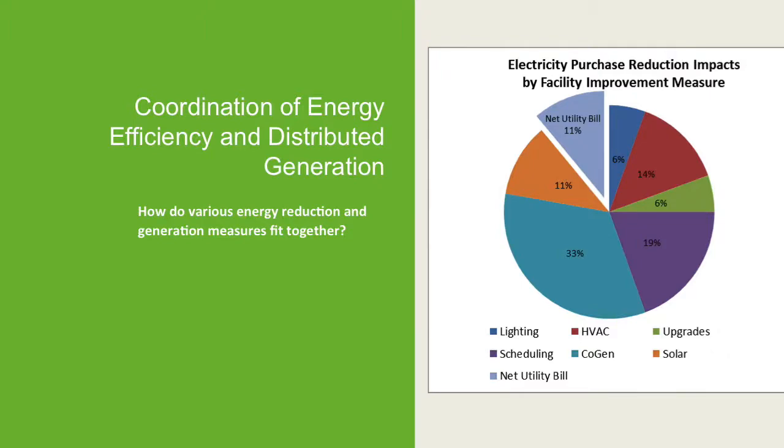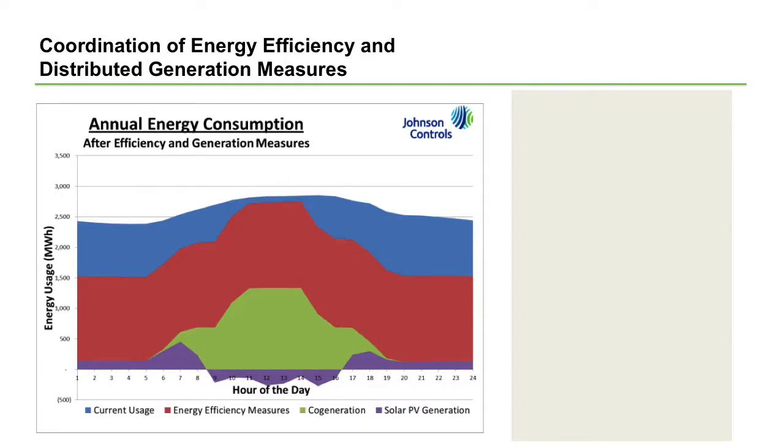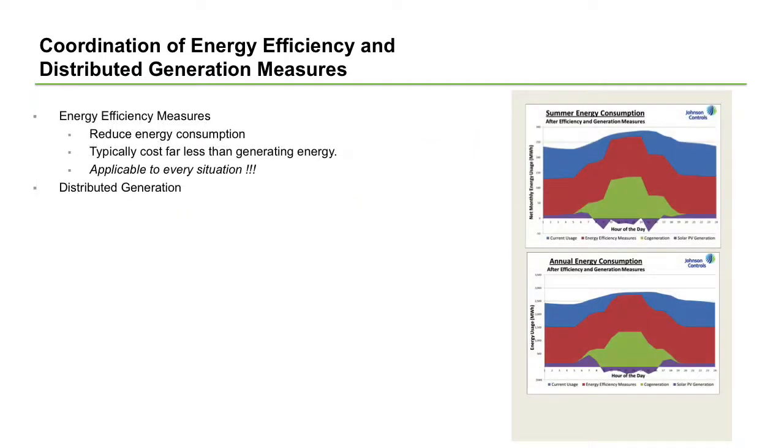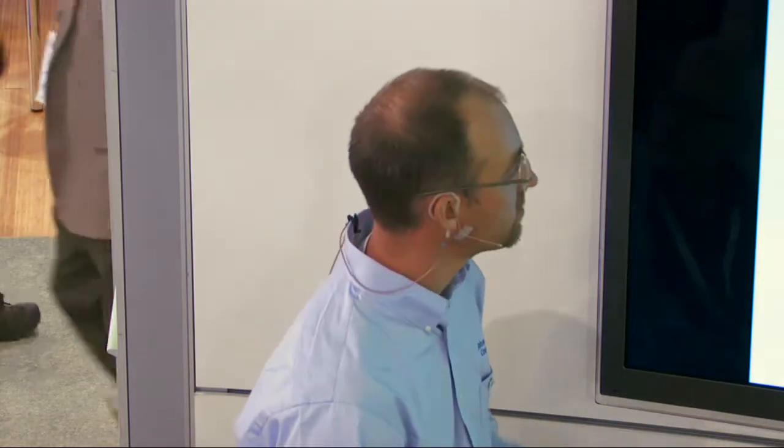Starting out with the energy efficiency measures, I wanted to show the top line of the blue is the current usage throughout a particular day for a particular customer. The next level down this line is the reduced energy usage by not running things at night. This is all the energy efficiency, things that can be done to leverage not needing to purchase electricity from the utility. These measures cost far less than any technology related to generation. And you want to do this basically in any situation this is applicable.